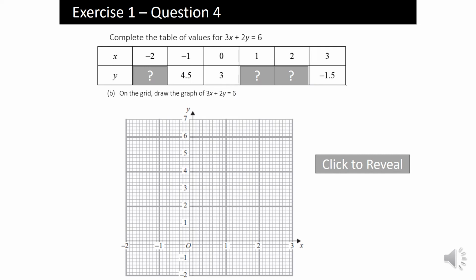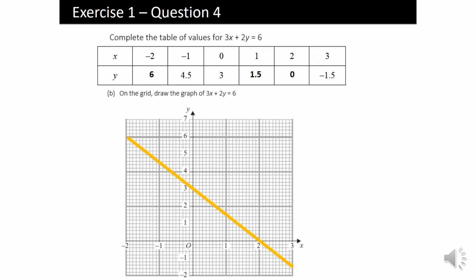Okay, question 4, so filling in the table. So we've got our values there, 6, 1.5 and 0. So if you've got it as a fraction, it'll be 3/2 for the 1.5. Your graph should look like this. So when you've got your table, it's fairly easy just plotting it, you just do the coordinates.